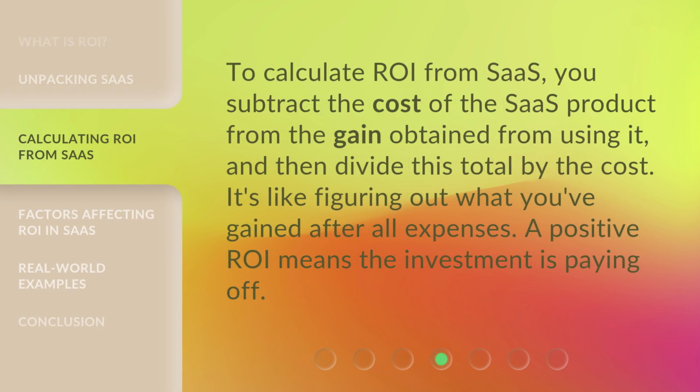To calculate ROI from SaaS, you subtract the cost of the SaaS product from the gain obtained from using it, and then divide this total by the cost. It's like figuring out what you've gained after all expenses. A positive ROI means the investment is paying off.